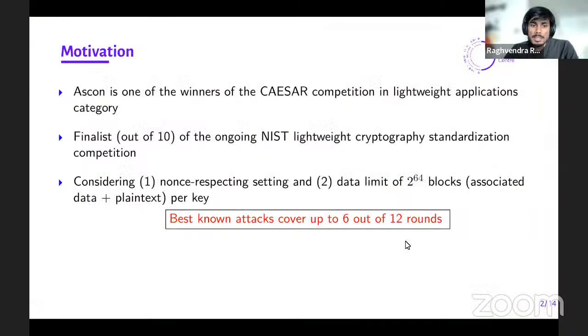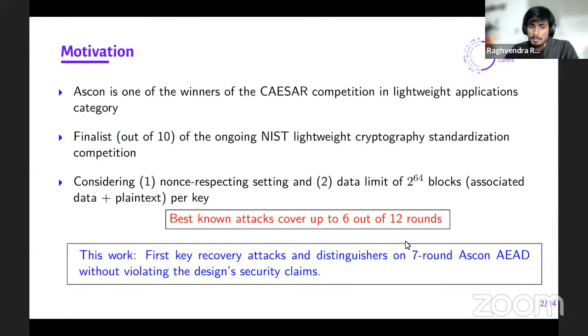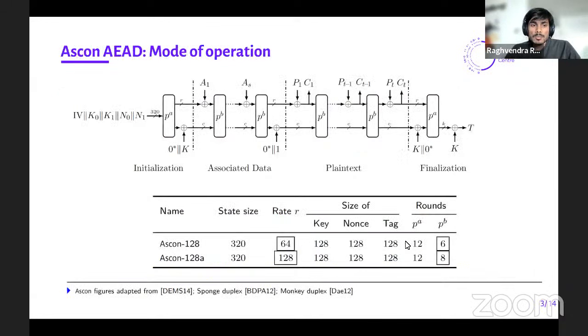Now, if we consider the designer security requirements of nonce-respecting setting and a data limit of 2 to the power 64 blocks per key, then we find that the best known attacks only reach up to 6 out of 12 rounds of the initialization phase. So in this work, we present the first key recovery attacks and distinguishers for 7-round ASCON AEAD without violating these two requirements. So let me give a brief overview of how ASCON authenticated encryption works.